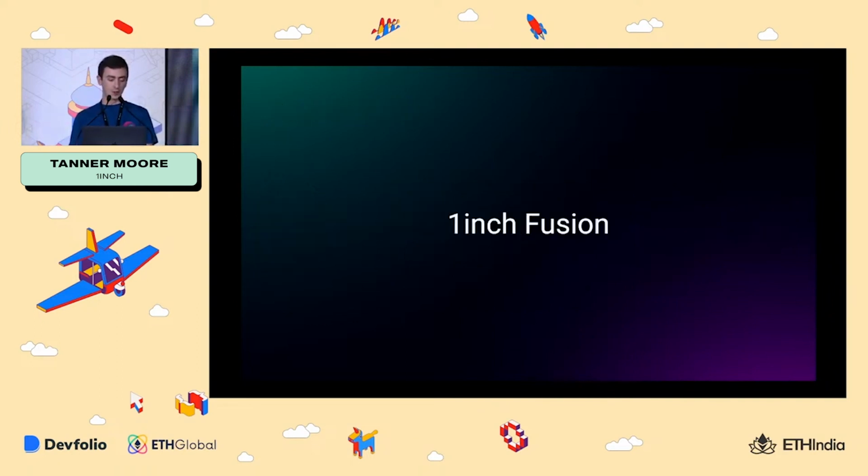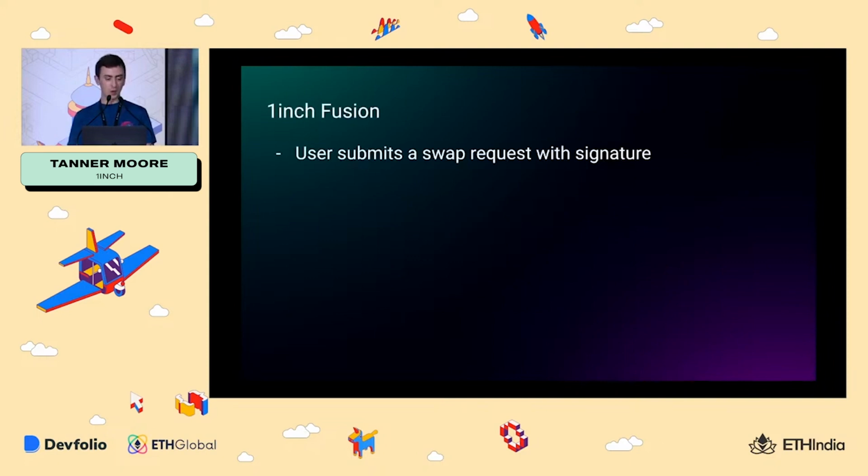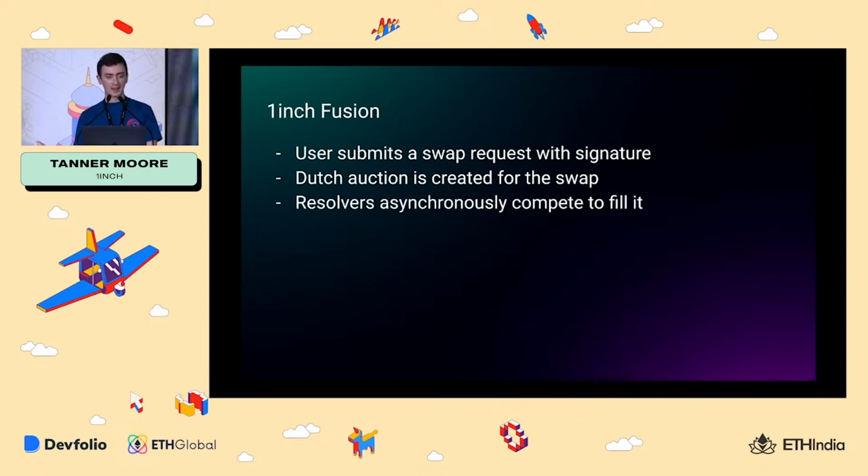OK, on to 1inch Fusion. So the user submits a swap request with a signature, just like limit order. And this will kick off a Dutch auction that is created for the swap that the user is trying to do. And then the resolvers will asynchronously compete to fill this order during the Dutch auction.